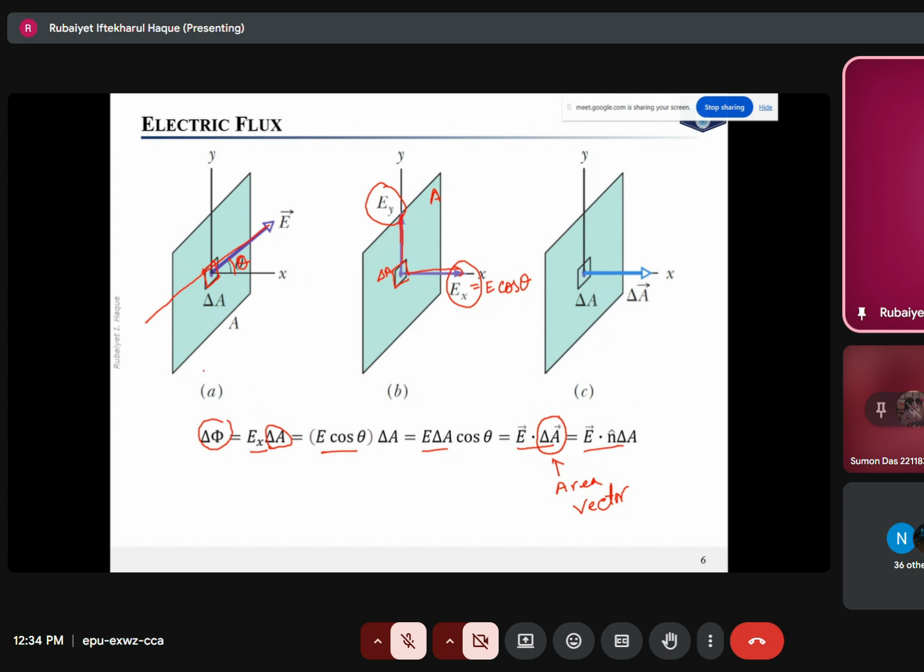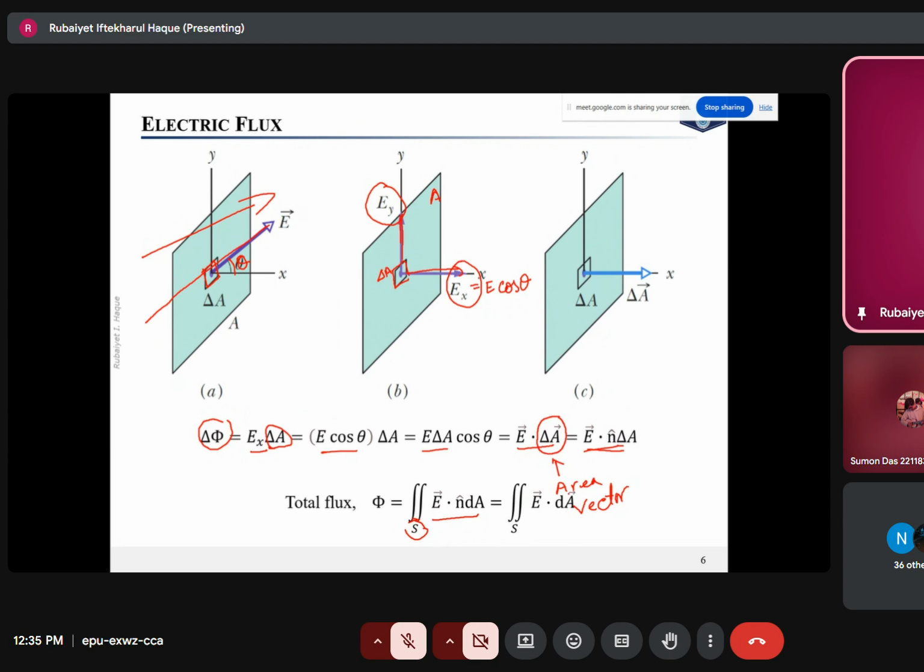Now, if you want to calculate the total flux, the net flux through the full surface, then what? You have to do the integration. What integration? The surface integration, for this particular E·dA, which is the vector. The electric field dot the area vector component.